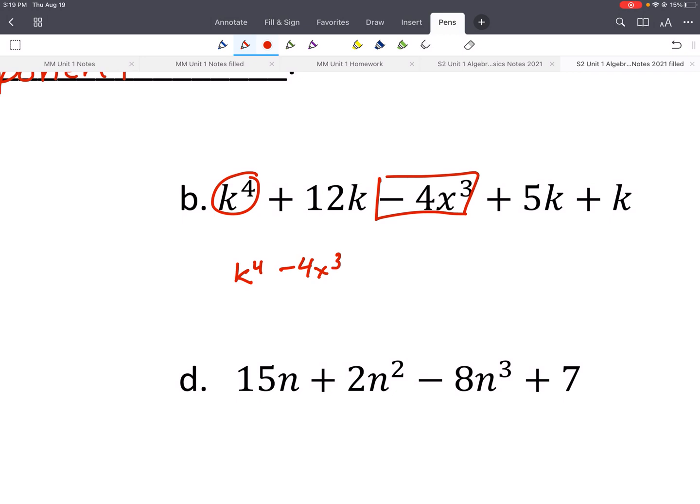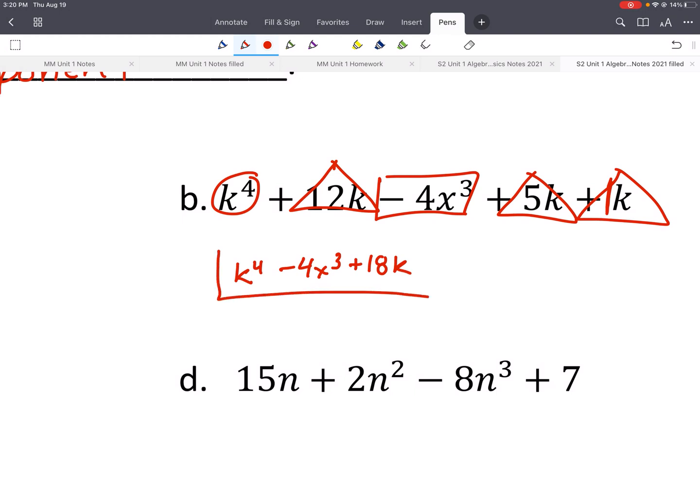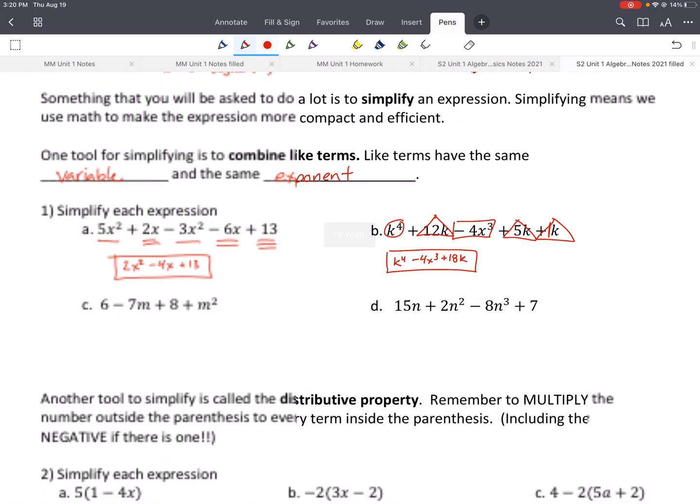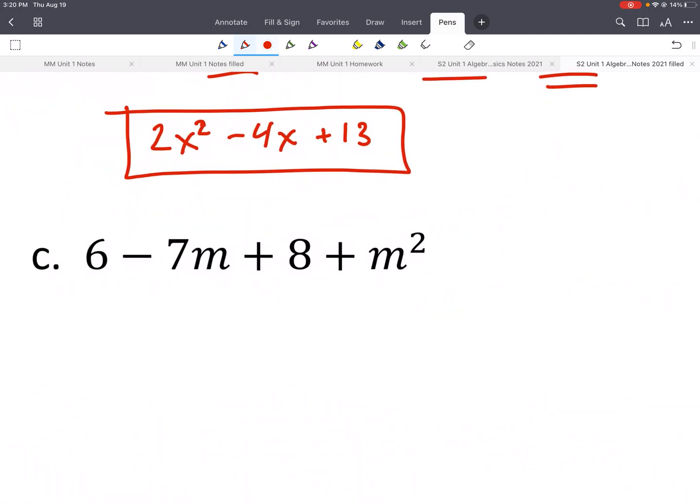And then we have our x squareds. Well, we don't have any of those. And then we have our x's. So maybe I'll do triangles on those. And that's 12 plus 5 plus 1. So that would end up giving us, what, 18? So plus 18k. And it's in standard form, highest exponents to the lowest, and we got it. All right, pause and see if you can get this one. I'm just going to write down the answer.